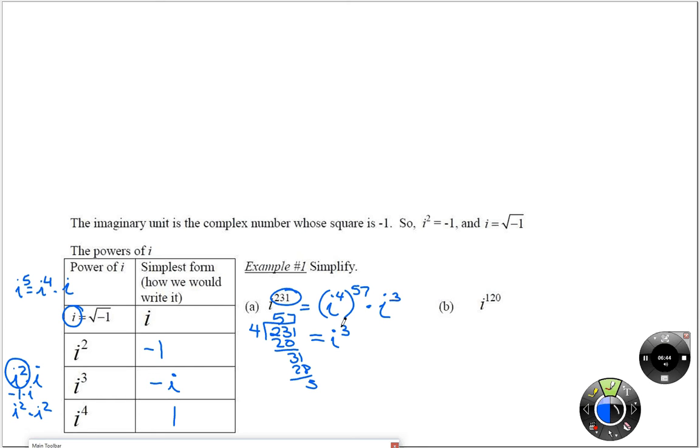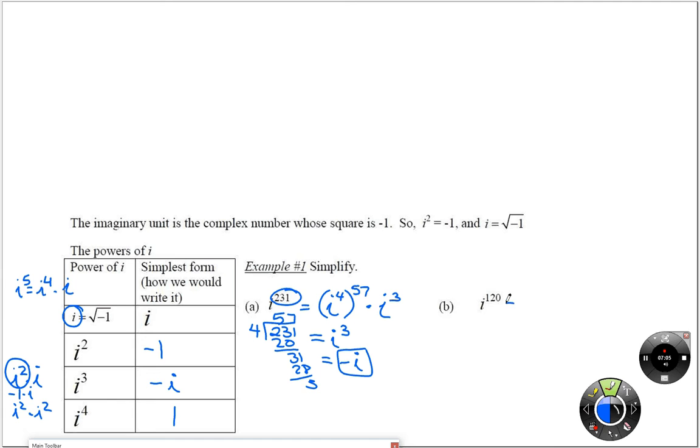So i to the 3rd power, the simplest way to say that is negative i. So really you should never have anything written with a higher power than 1 on i, because it either turns back into a real number, right? Or it's some version of i to the 1st power, either positive or negative. So if you have a power on i, you haven't simplified it all the way.